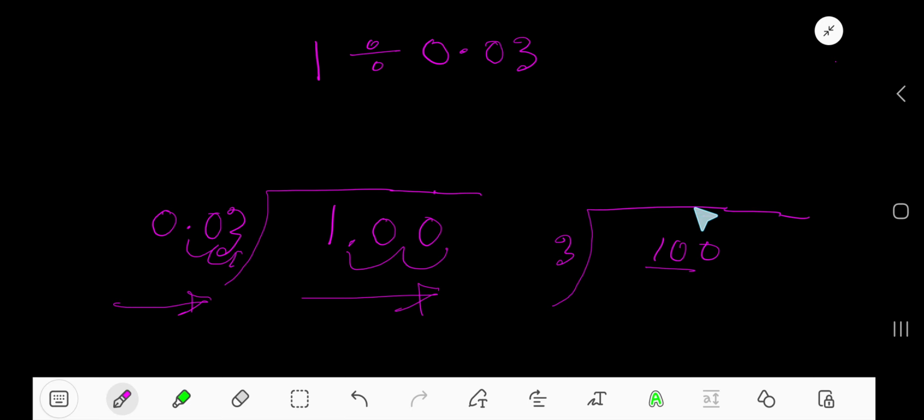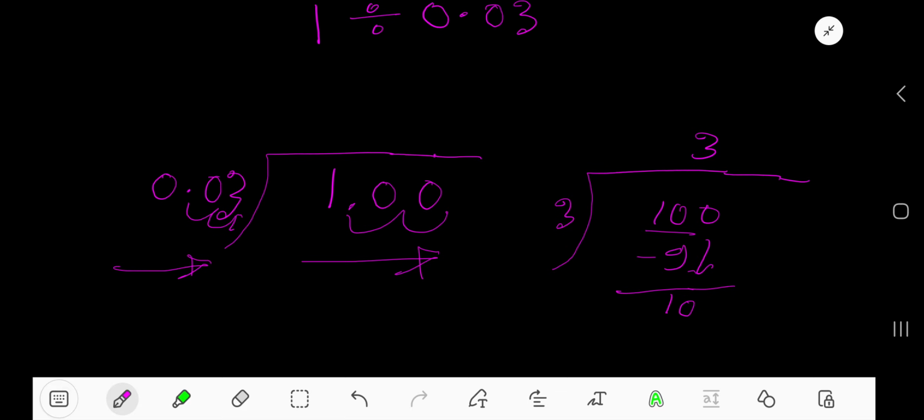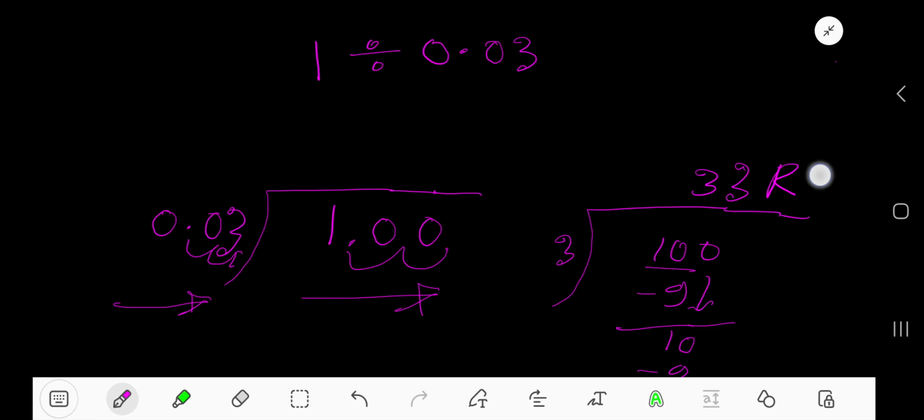Now 3 goes into this 10 3 times. 3 times 3 is 9. If you subtract, then you are getting 1. Bring down this 0, then 3 goes into 10 how many times? 3 times. 3 times 3 is 9. So you are getting 1 as remainder. So 33, remainder 1. This is the result.